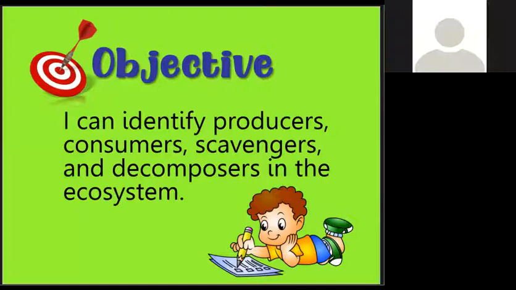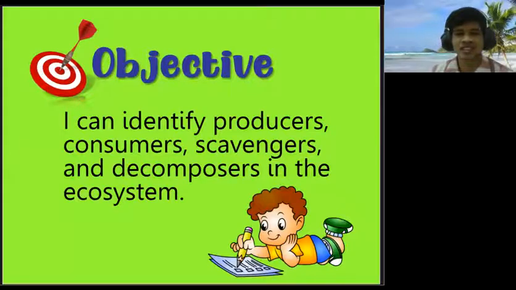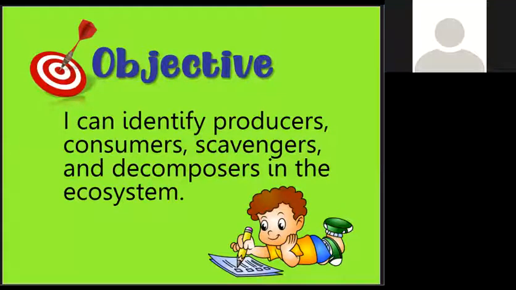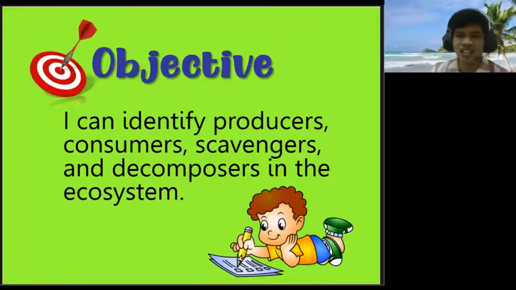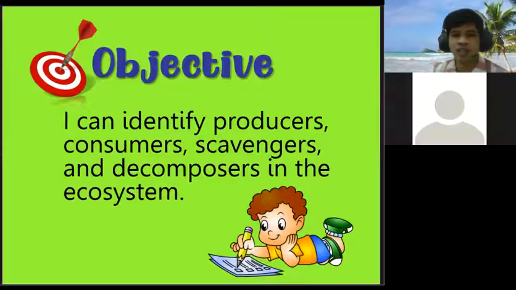I can identify producer, consumer, scavengers, and decomposer in the ecosystem. All right, very good, Chertam. Thank you so much. So I hope you'll be able to identify producers, consumers, scavengers, and decomposers in the ecosystem after we finish studying this lesson. So let's start now.